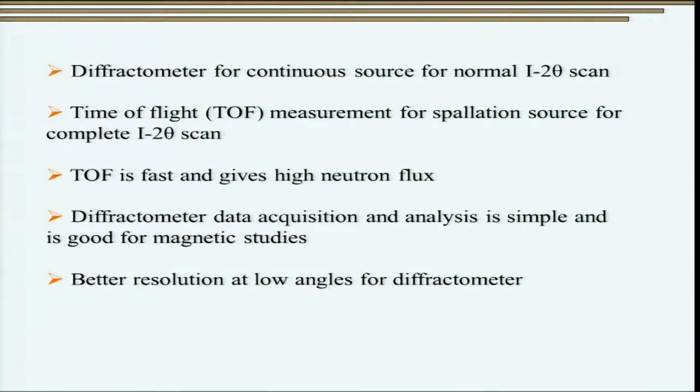This technique is very fast, however, we need very high flux for it. Now, the diffractometer data acquisition and analysis is very simple and very well suited for magnetic studies, and gives us a very good resolution at low angles. However, at high angles, we do not have any other choice but to go for time of flight measurements.